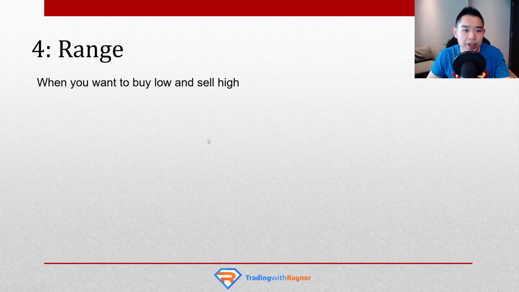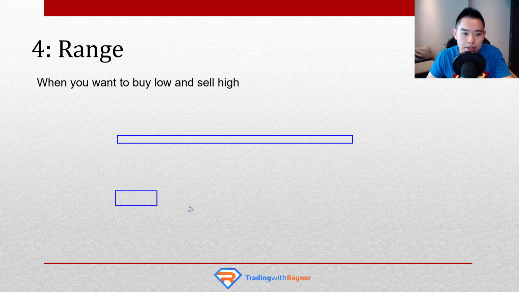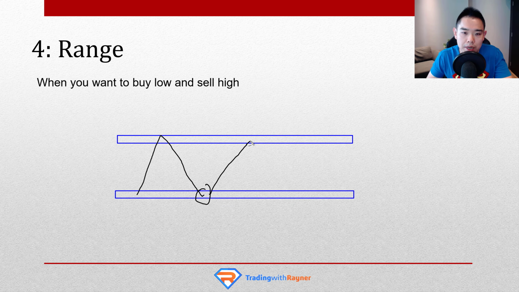And finally, range market. This is for you if you want to buy low and sell high. This is pretty straightforward, so let me illustrate. Let's say the market is in a range between this high and this low. As a trader, you're looking to buy low and sell high. So let's say the market comes down lower, buy low, comes up, sell high.